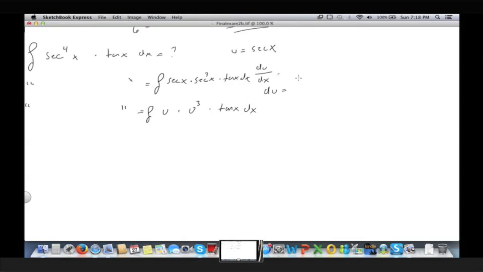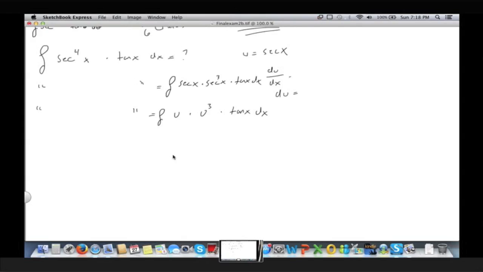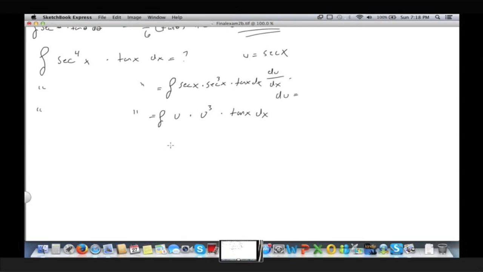Derivative of secant. Okay. Now, why might that be a good idea? Why do you think that u equals secant x might be a good idea here? Well, at some point, we're going to have 3 secant x squared. Okay, and that's probably not the best line to go down thinking.